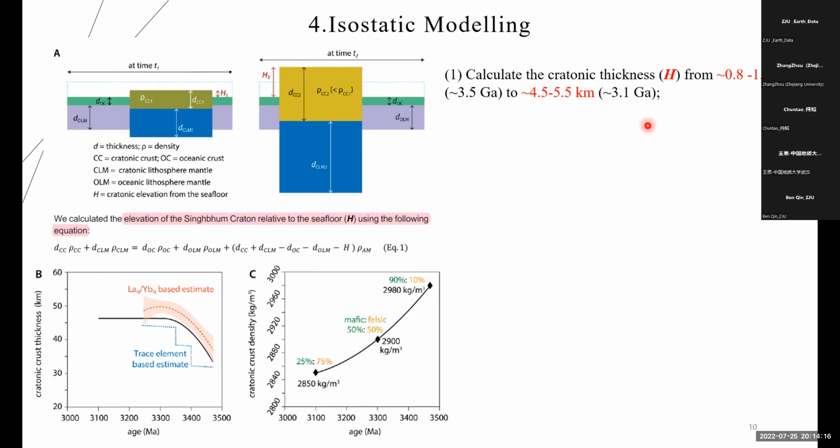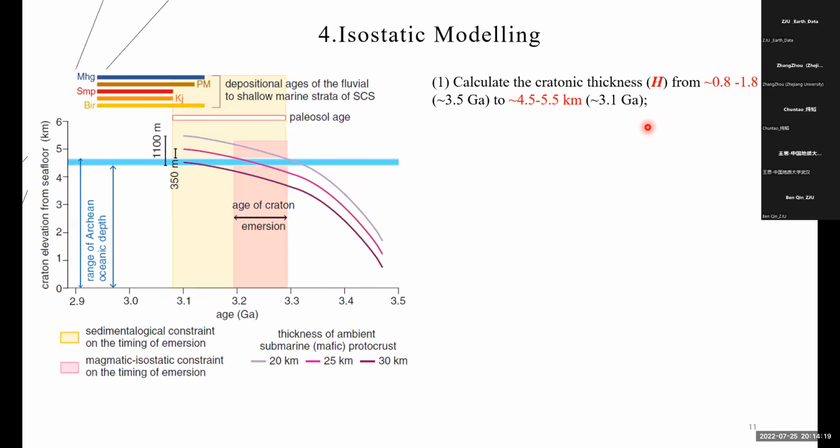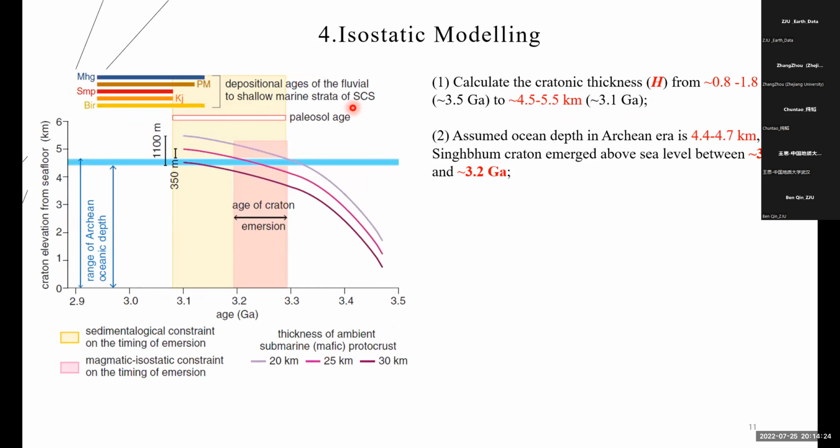And also just assume that the ocean depth in the Pilbara area is about 4.4 to 4.7 kilometers, and the Pilbara craton emerged above sea level about 3.3 billion years ago here, and about 3.1 billion years ago, this area's elevation varied about 340 to 1,100 meters here, and it is consistent with the geological observations of this craton during this period.